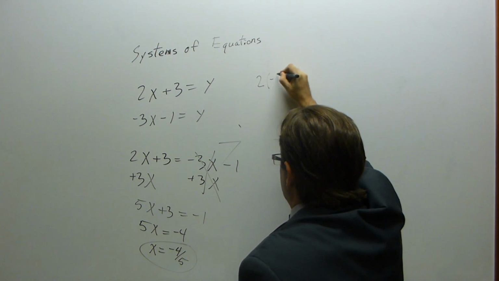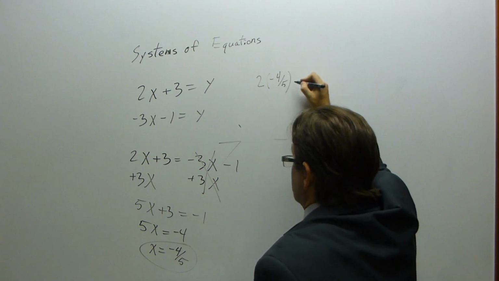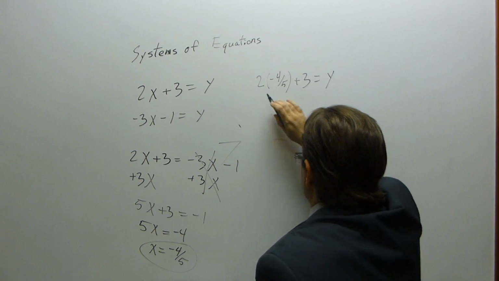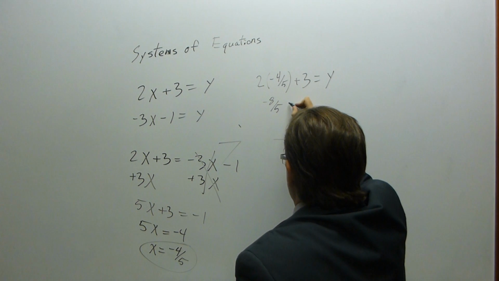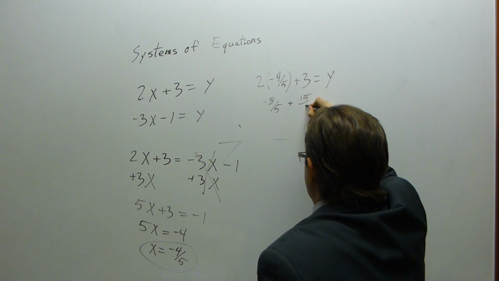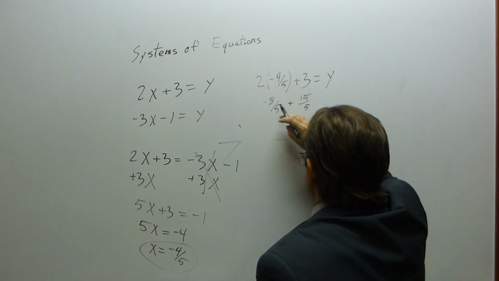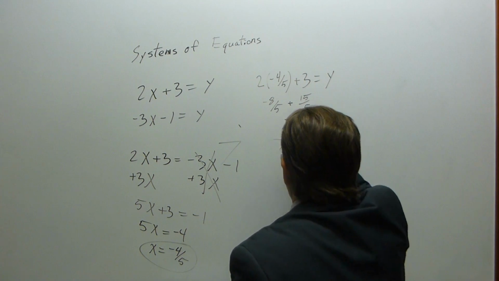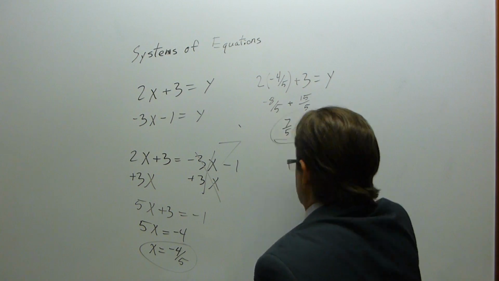Okay, so 2x. X is minus 4 over 5 plus 3 equals y. Okay, if I multiply that out, I get negative 8 over 5 plus 3. If I put 3 in fifths, that is 15 fifths. Negative 8 plus 15, that's going to give me 7 fifths. So 7 fifths equals y.